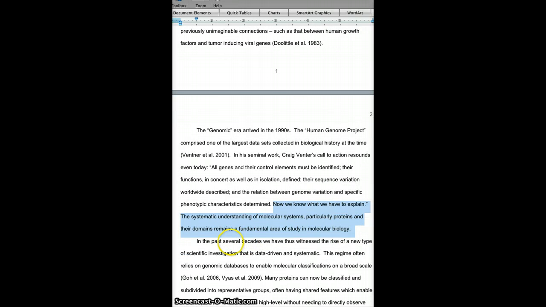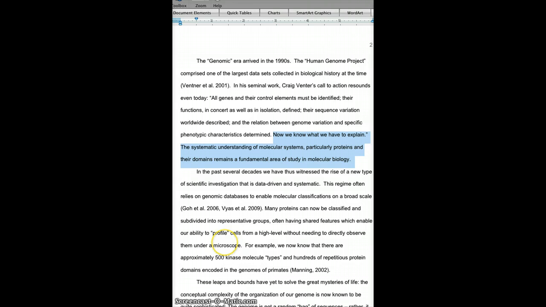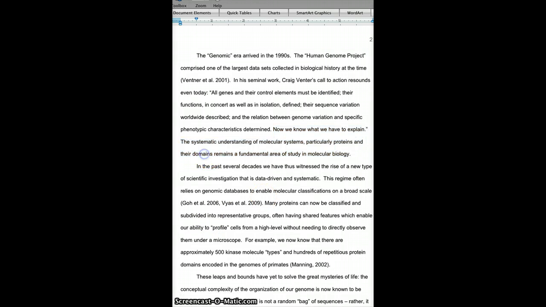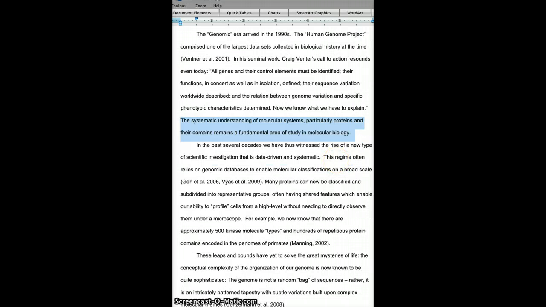What I'm really concerned about is whether the ideas are coherent, right? So let's go to the last sentence. Now we know what we have to explain: the systematic understanding of molecular systems, particularly proteins and their domains, remains a fundamental area of study in molecular biology. Okay, so we just went from past to present, right? I just finally said, okay, here's where we're at.